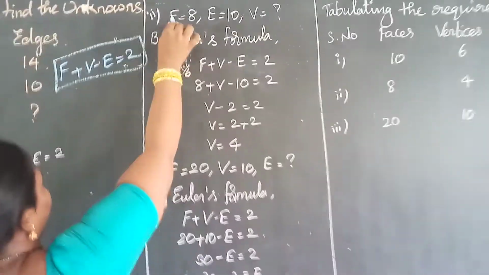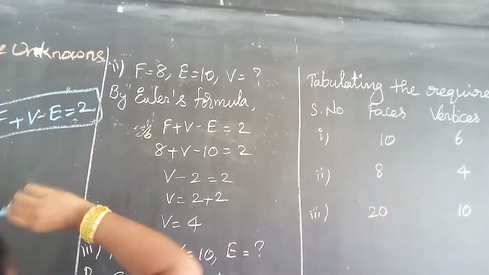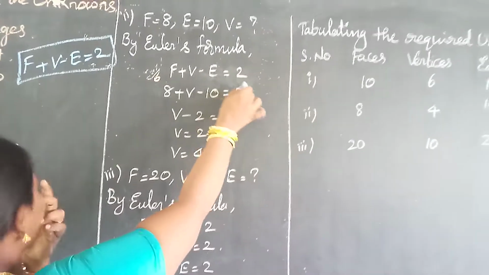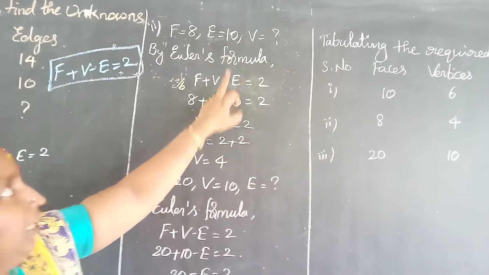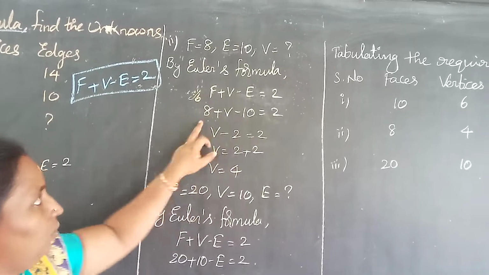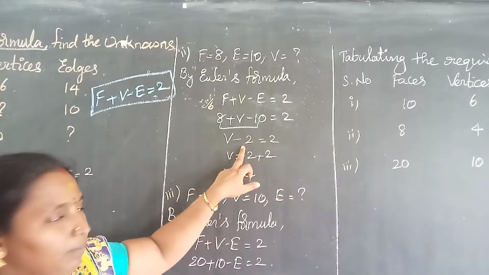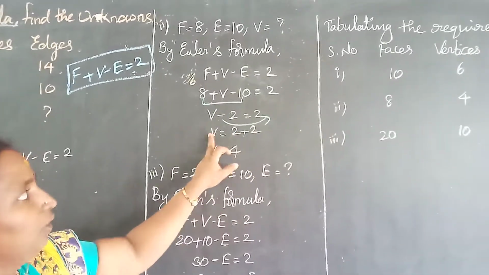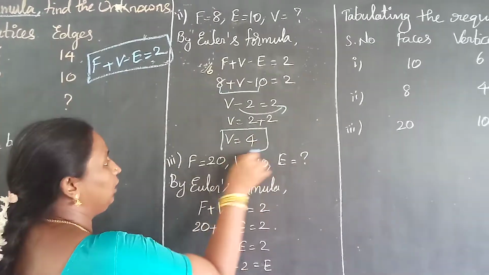Move on to the second one. In the second one they have given the number of faces. Faces is 8, edges is 10. We are going to find vertices. So by Euler's formula, write the formula as it is. F plus V minus E equal to 2. F is 8 plus V, we are going to find, minus E is 10 equal to 2. So 8 minus 10, what will you get? Minus 2. V minus 2 equal to 2. Minus 2 goes to that side and it will become plus 2. V equal to 2 plus 2, you will get V equal to 4. So the number of vertices equal to 4.